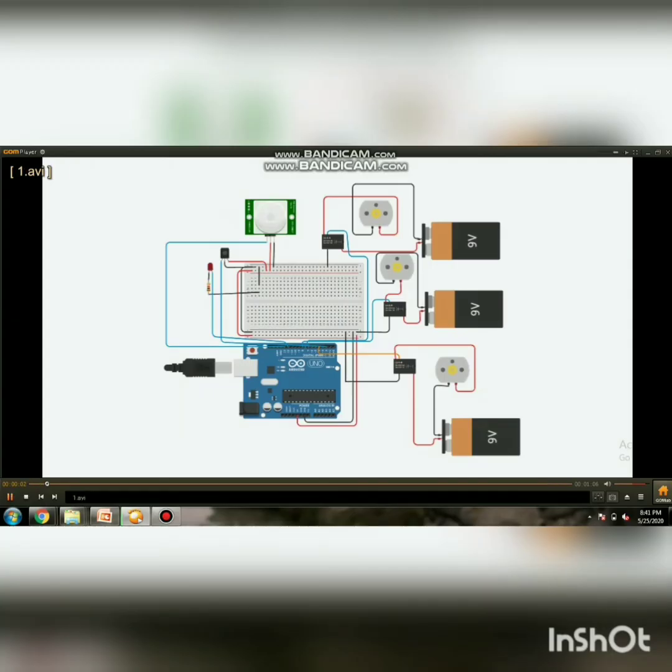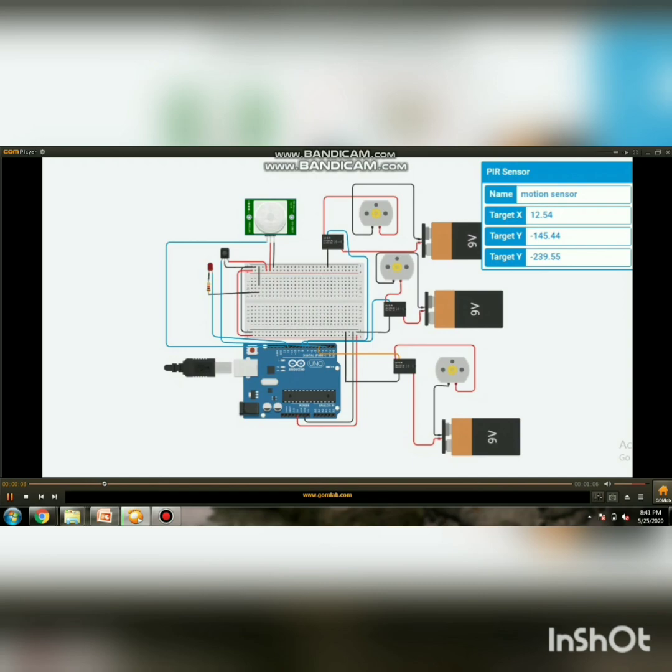Coming to the working of the circuit, here we are using 3 DC motors and an IR sensor to sense the RPM of the motor. The PIR sensor is used to sense the motion of the motor on the conveyor belt, and an LED light is used. The first DC motor rotates the first conveyor belt. Then the PIR sensor senses the motion of the motor on the belt. When the motor reaches a certain position on the belt, the LED glows and the first DC motor stops.